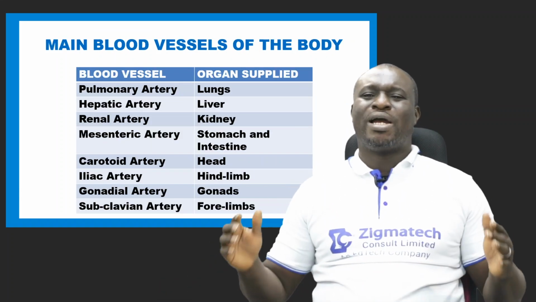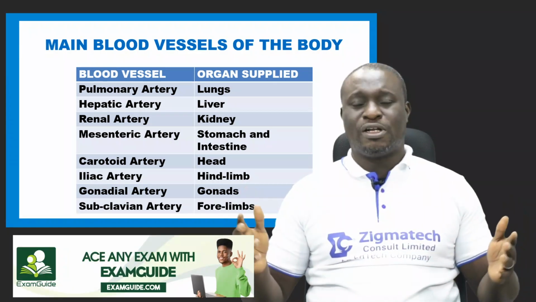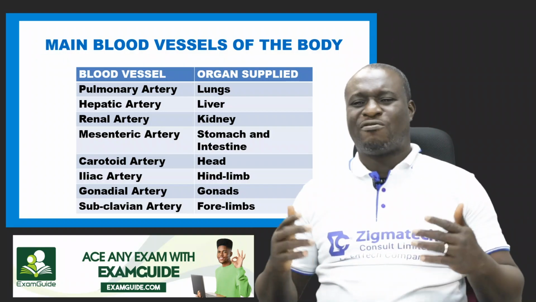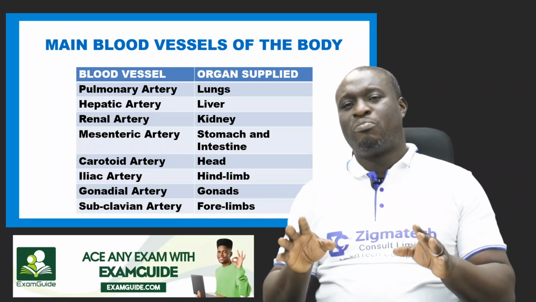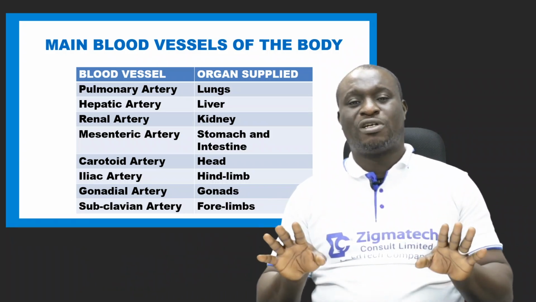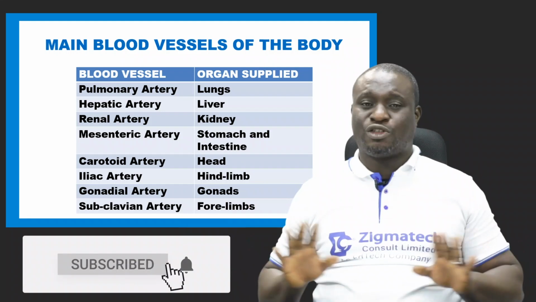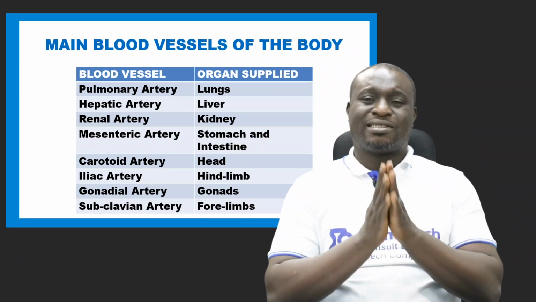Now finally, we have blood vessels that are located around the body, main blood vessels that are found in major organs of the body. But the blood vessels we're going to be looking at in this class are the arteries. That's just the arteries, not the vein, not the capillary. So we're looking at the artery.